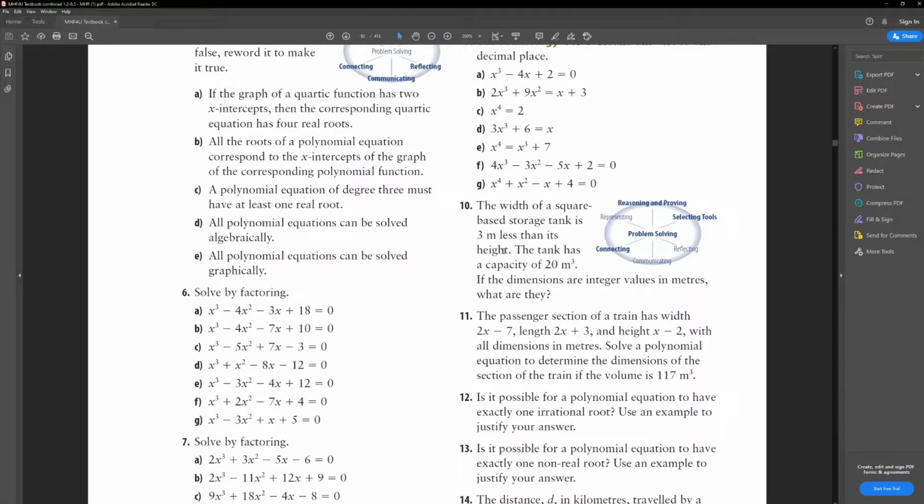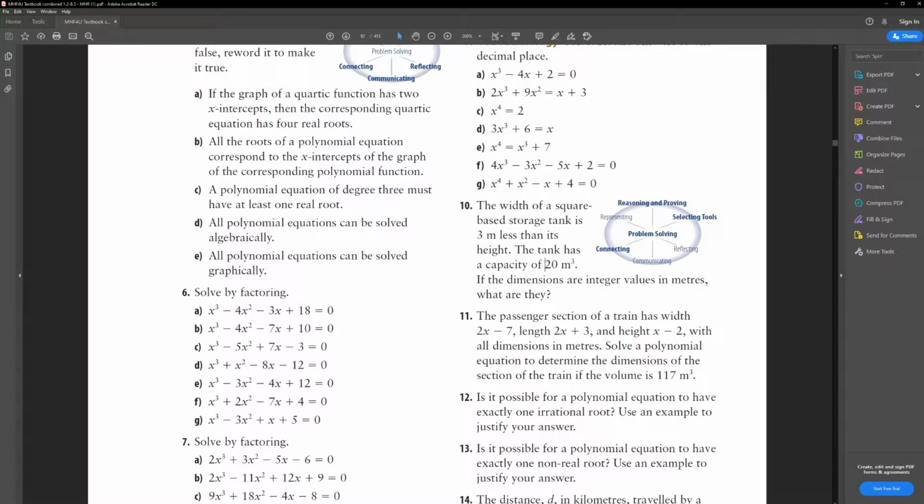Okay, so what we have here is height and then the width. What we know for a fact is that we could let height be equal to h, and then width has to be h minus 3, since that's the width. The tank has a capacity of 20 meters cubed. So what we actually have for our equation is h times (h minus 3) squared, and that equals 20. Now we're just solving for h, and now we're solving for w. That is about it for that question.